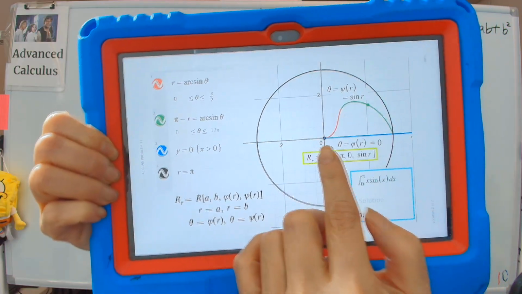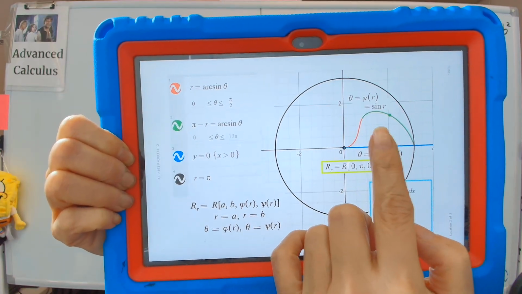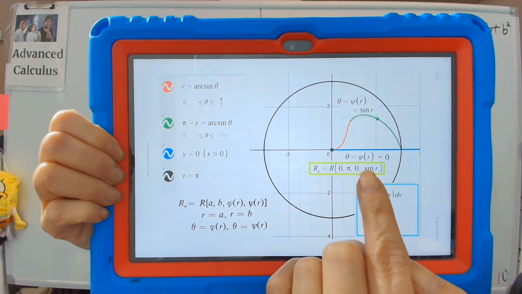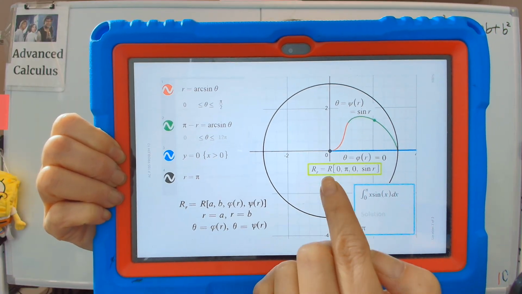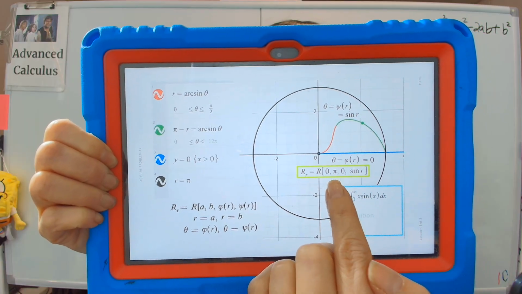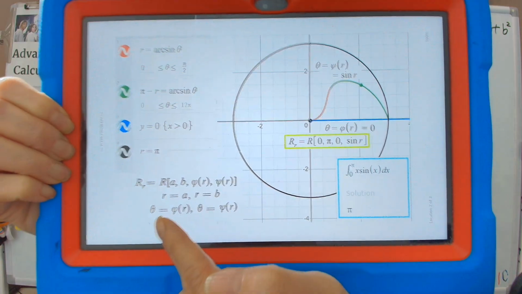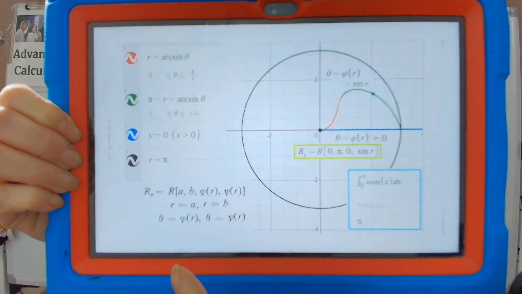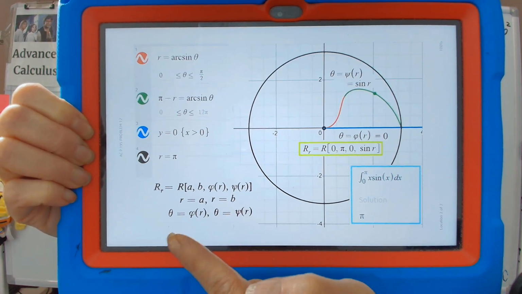So the green and the red together make r(theta) equal to sine of theta, and the bottom line is theta equal to 0. Okay, and the radius goes from 0 to pi, and then the function is 0 to sine of theta. Now I have the r(theta) definition here again for your reference, in case your brain feels confused.